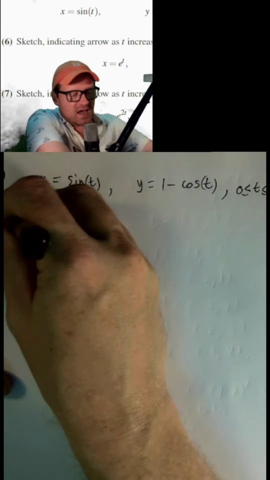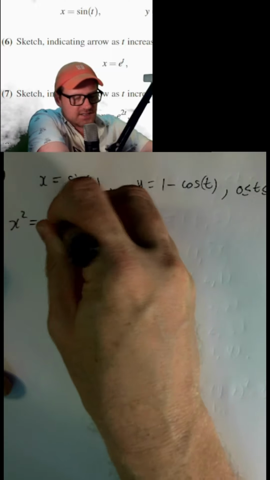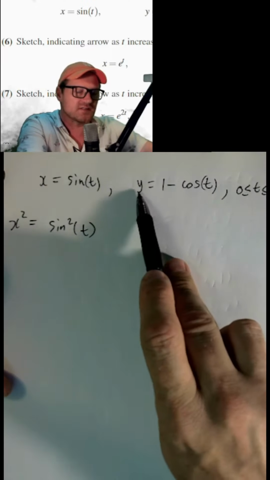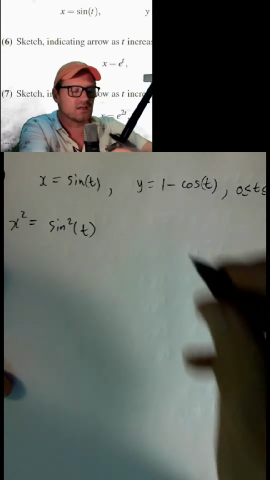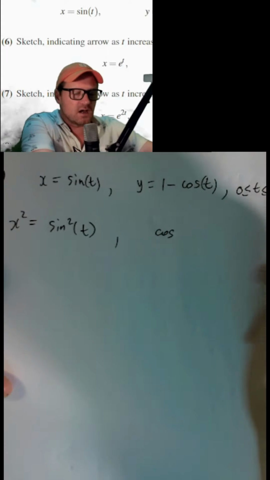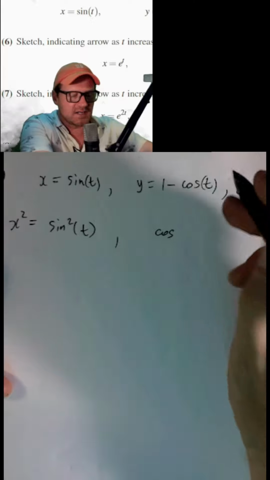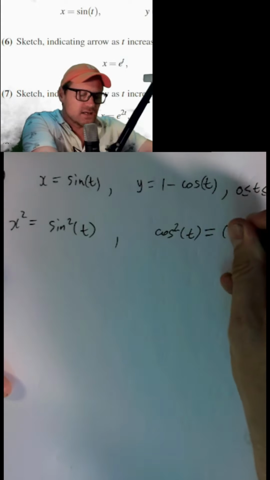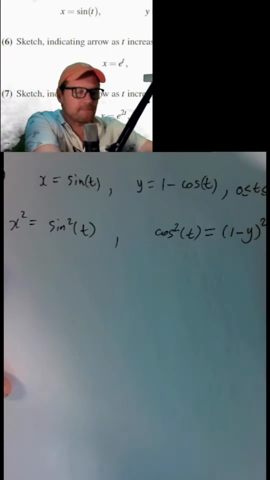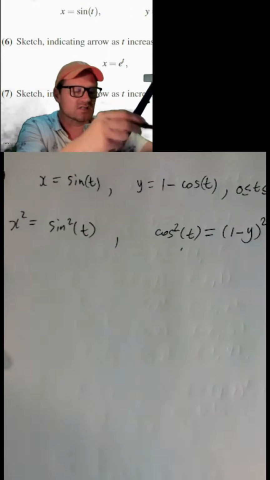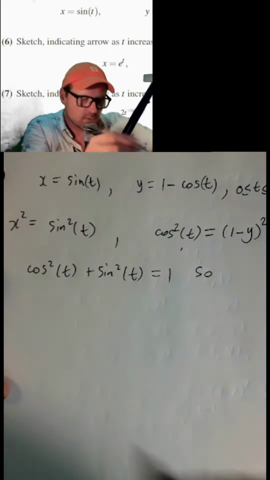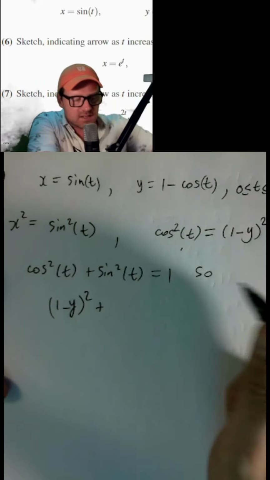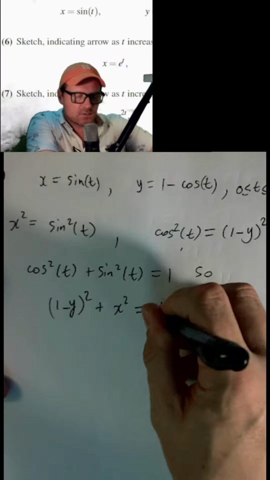Okay, so we have x squared is sine squared of t, and then if we take this cos over to the left hand side and the y over to the right hand side, we can write cos of t is 1 minus y. But if we square that, we have cos squared of t is the square of 1 minus y. And so now let's add cos squared and sine squared. So here we have then (1 minus y) squared plus x squared is equal to 1.